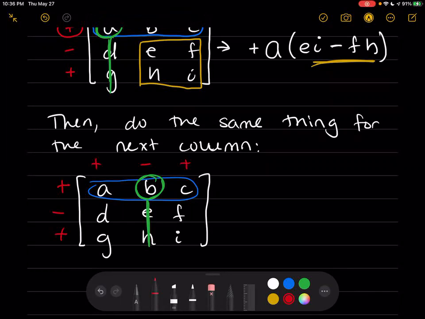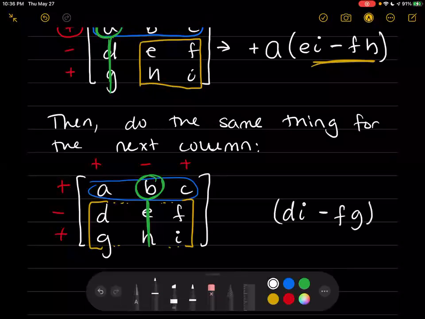Okay, so we're doing this B, and we're going to be looking at the determinant of what's left. So we're looking at the determinant of this D, F, G, I matrix. So it'll be D times I minus F times G. Okay, and then we're going to take that determinant and multiply it.